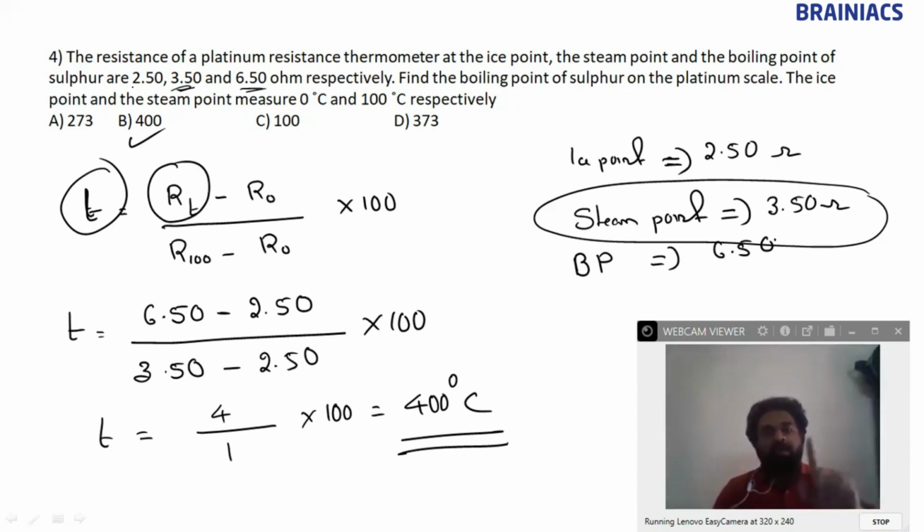Clear. But 100 degrees Celsius, very clearly they have given us as steam point, and ice point as 0 degrees Celsius. So keep those two as upper fixed point and lower fixed point. Now the estimation is nothing but what will be the temperature if the resistance at steam point is 2.50 and at boiling point it is 6.50 ohm. Is it clear? We'll move to the next problem.